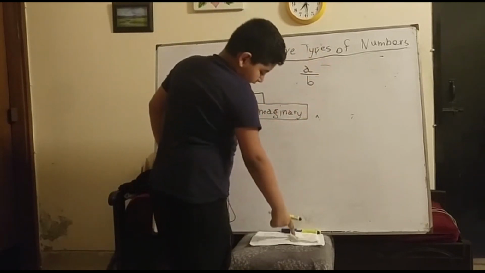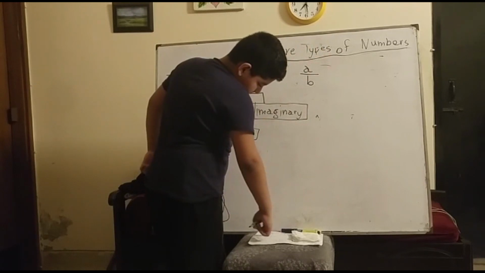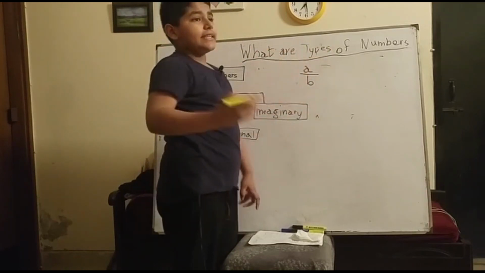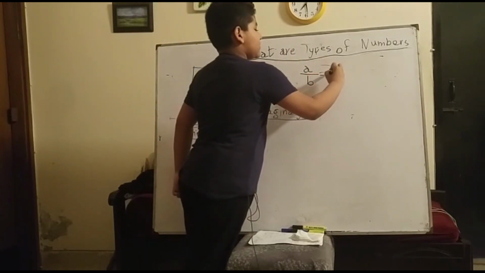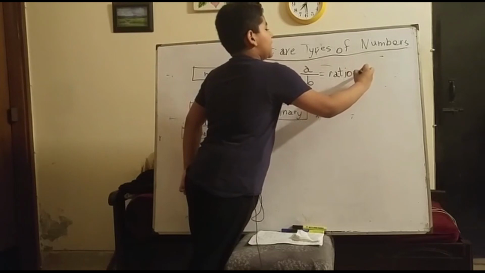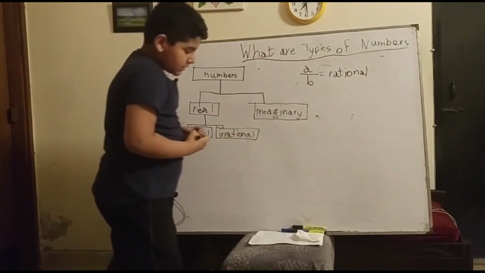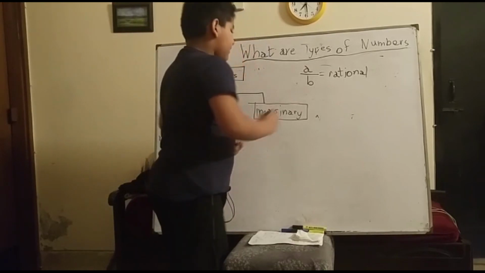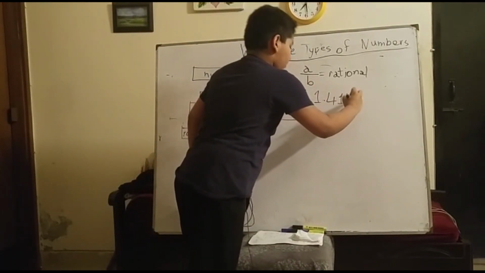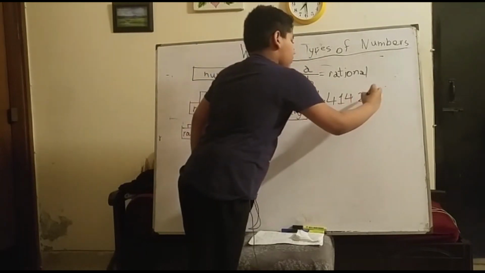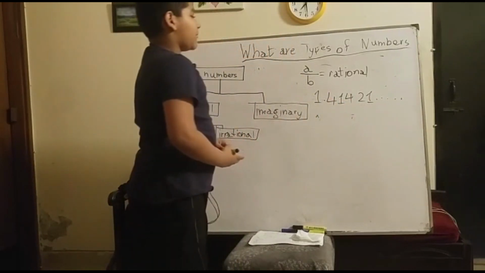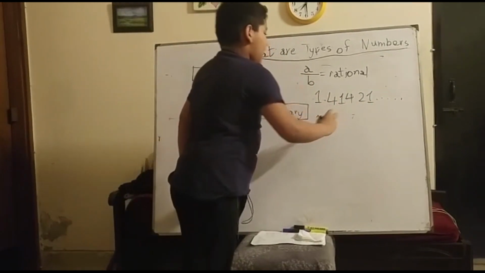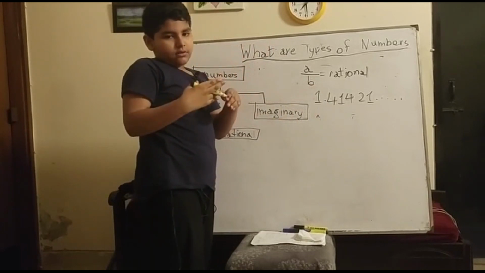Here, a over b, which we'll call a ratio. Now, if we can explain this ratio, this will be a rational value. But something like the square root of 2, if you plug it into a calculator, will be 1.41421 and so on, and it keeps going on forever with no pattern, which means that you cannot put it in a specific ratio.